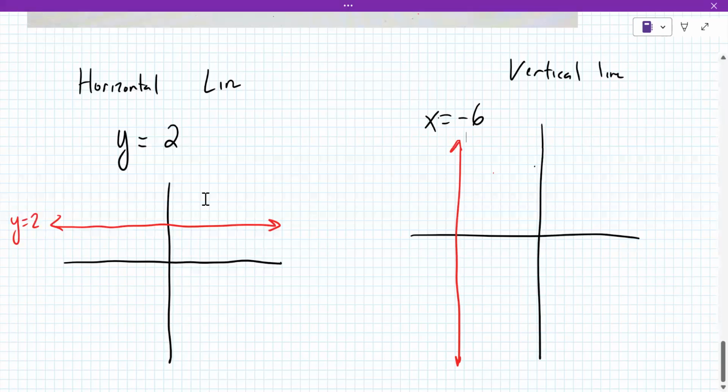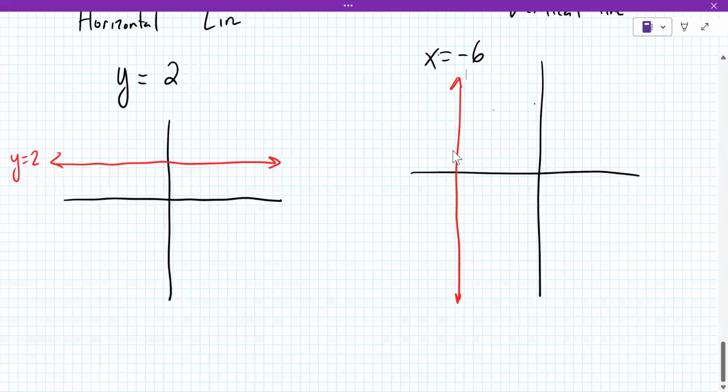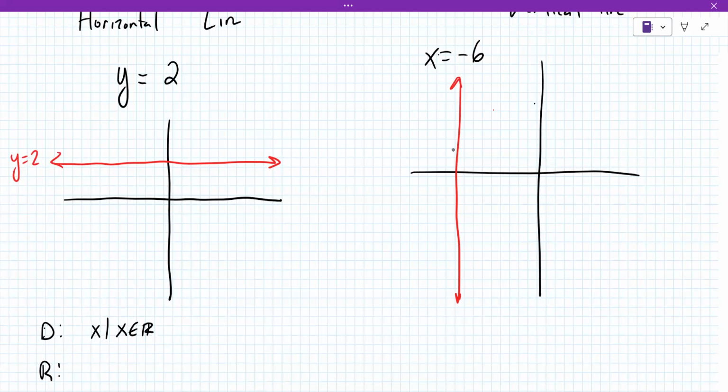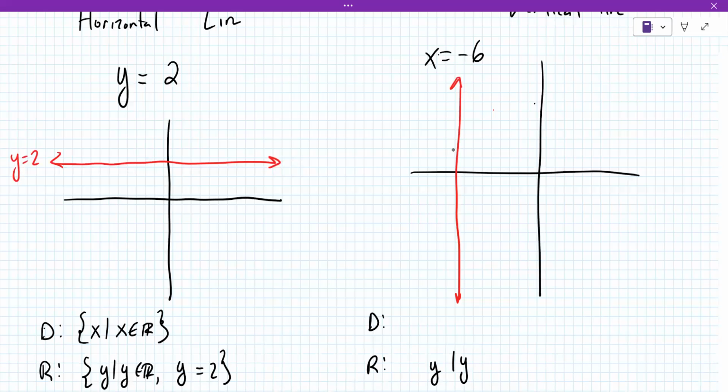Besides being able to distinguish between them, you have to be able to write the domain and range. So I'm going to write the domain and range for each of these because I don't want you to make a false judgment of these. For the domain of the first one, it's all real numbers. For the range, it's y equals 2. For the second one here, the range is all real numbers. The domain is x equals -6.